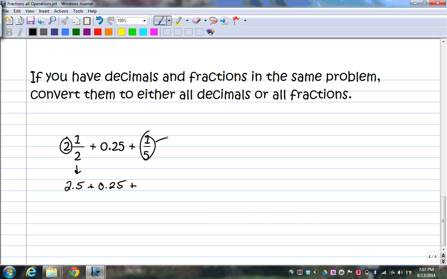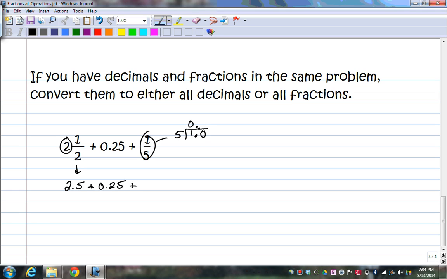I'm going to take 1/5 and I'm going to convert it. 1 divided by 5. Remember how to do this? The first number, top numerator is in the house. 5 cannot go into 1. So I'm going to add a decimal and bring it straight up. Now, it can't go into 1, so I'll put a 0. I'm going to put a 0 here.